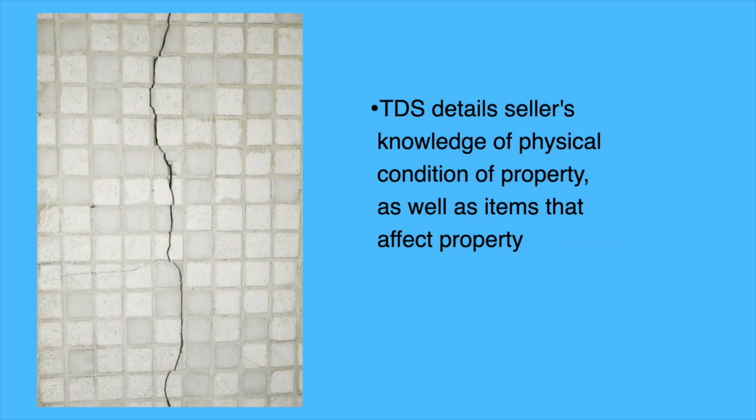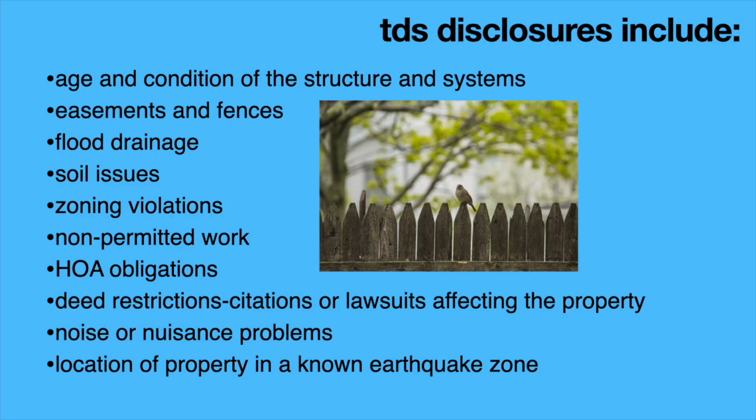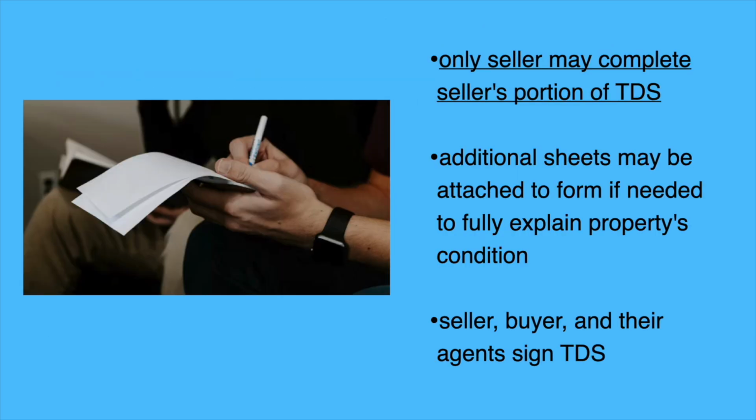The TDS details the seller's knowledge of the physical condition of the property, as well as the items that affect the property. TDS disclosures include age and condition of the structure and systems, easements and fences, flood, drainage, and soil issues, zoning violations and non-permitted work, HOA obligations and deed restrictions, citations or lawsuits affecting the property, noise or nuisance problems, location of the property in a known earthquake zone.